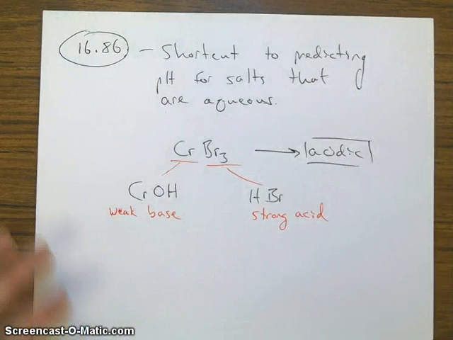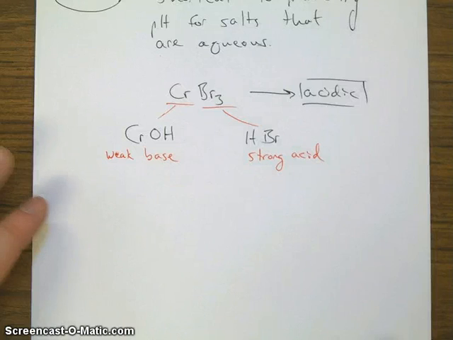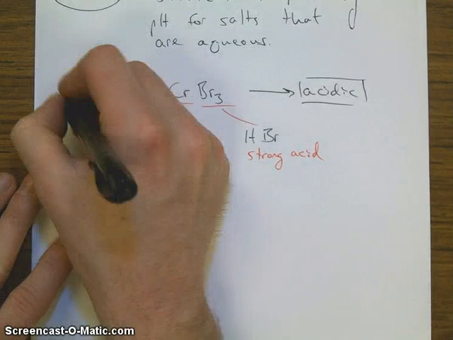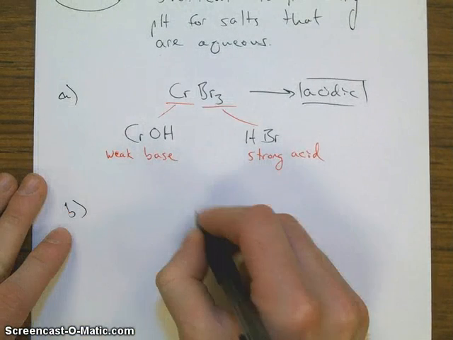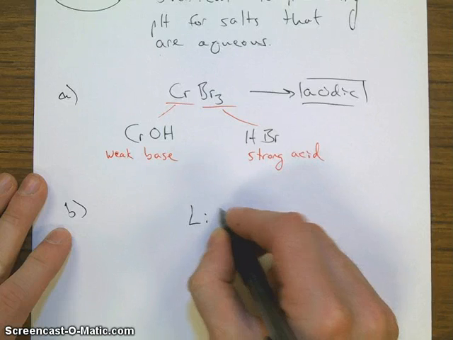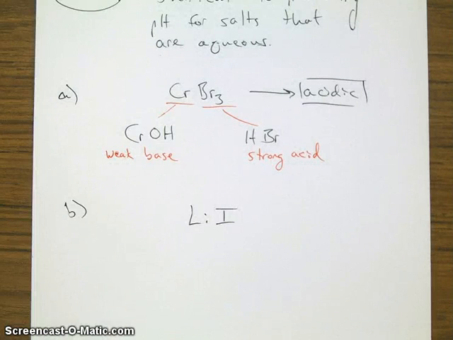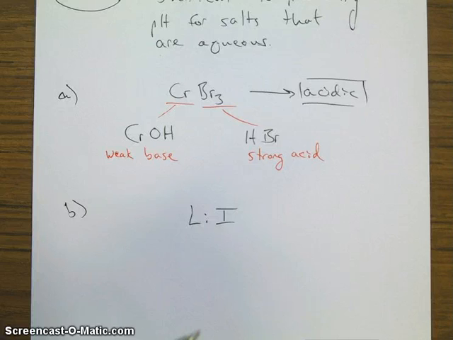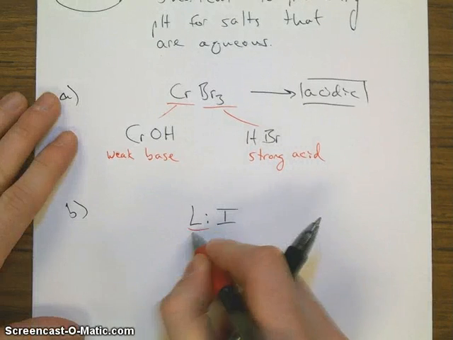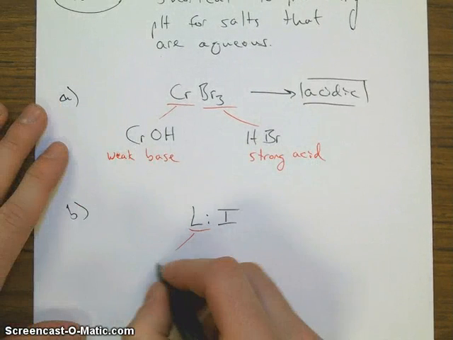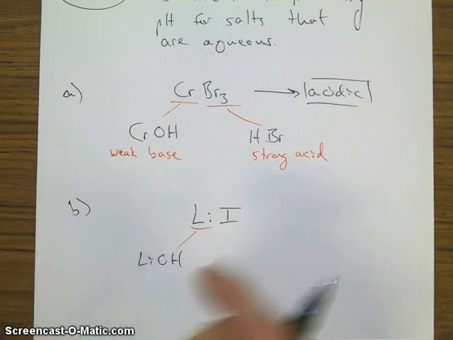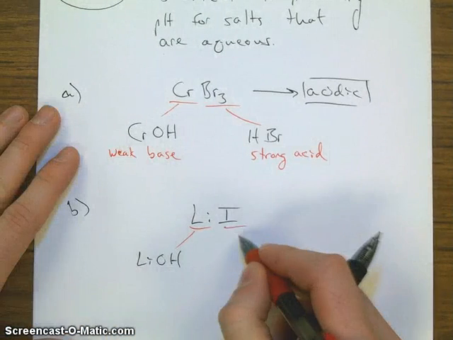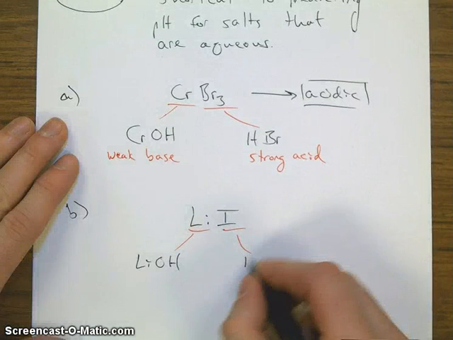Let's do a couple more. This is just a much easier way of figuring out whether something is going to be acidic, basic, or neutral. I'm going to do B now. This was A in that problem. B is lithium iodide, LiI. All right, so I'm going to pair up the Li with hydroxide like I did the chromium in the previous one, so LiOH. And I'm going to pair up the iodine with a hydrogen.